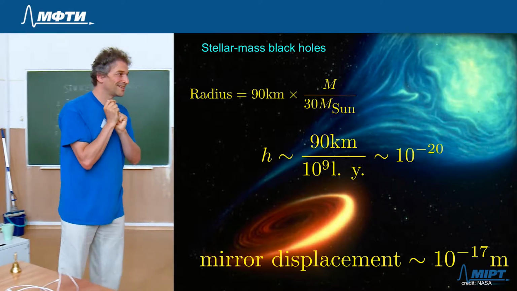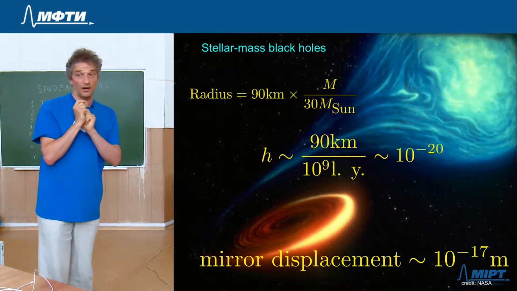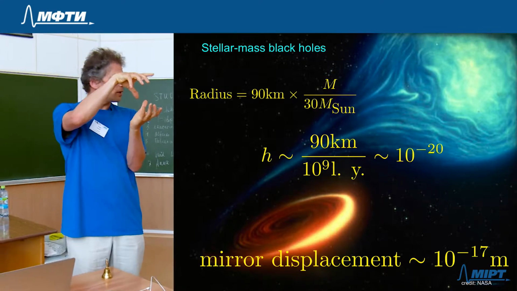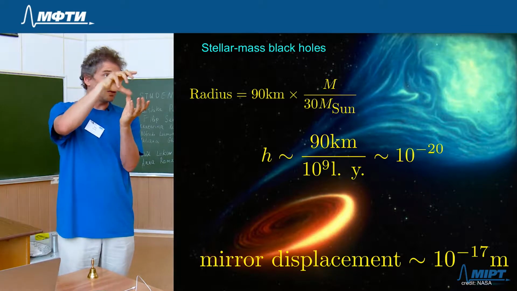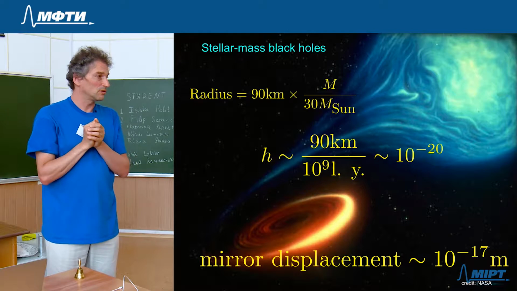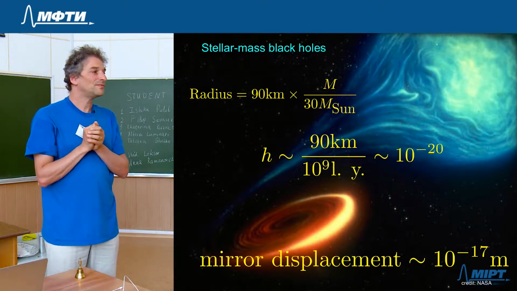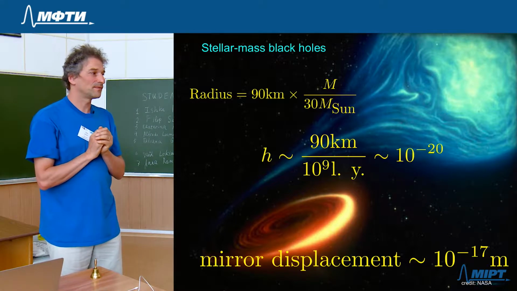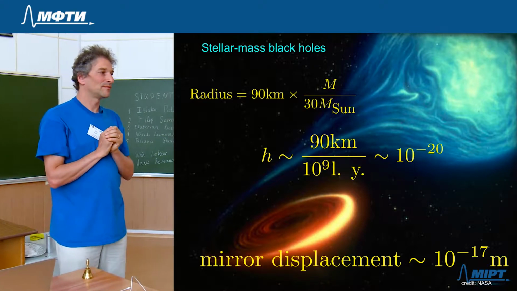Say again? How many atoms are there in the mirror? How many atoms? Well, you calculate the size of the beam, okay? The radius is about 7 centimeters or so. So you can calculate. It's a lot.